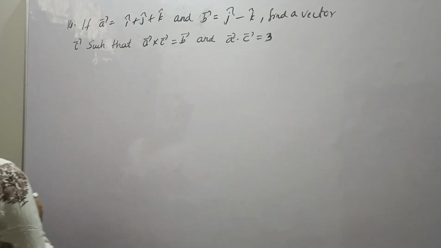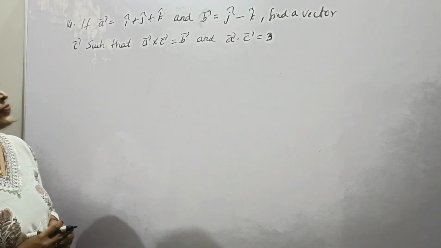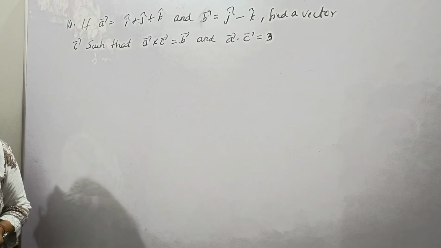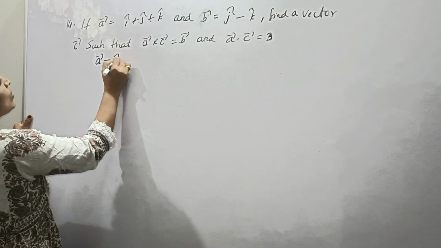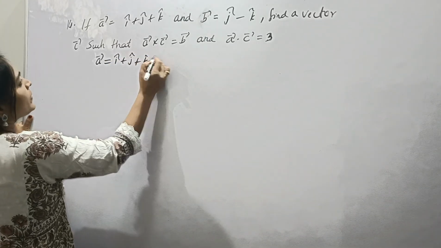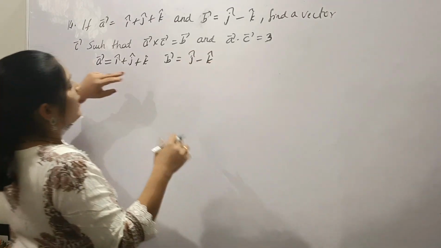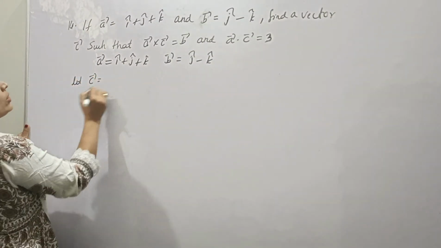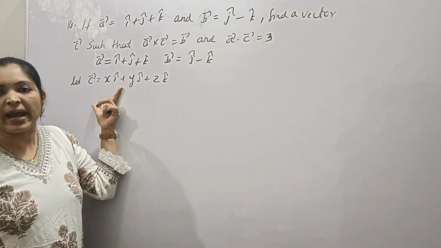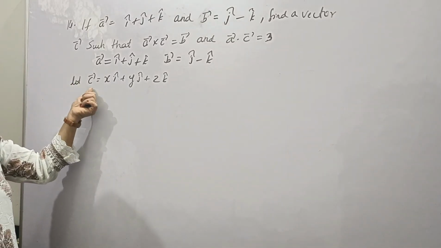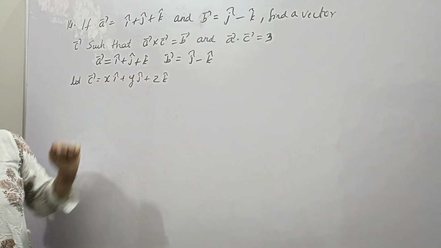If vector A is equal to i plus j plus k and vector B is equal to j minus k, find a vector C such that vector A cross vector C is equal to vector B and vector A dot vector C is equal to 3. So here the given vectors are A equal to i plus j plus k and B equal to j minus k. Let vector C be equal to xi plus yj plus zk. We have to find the values of x, y and z.